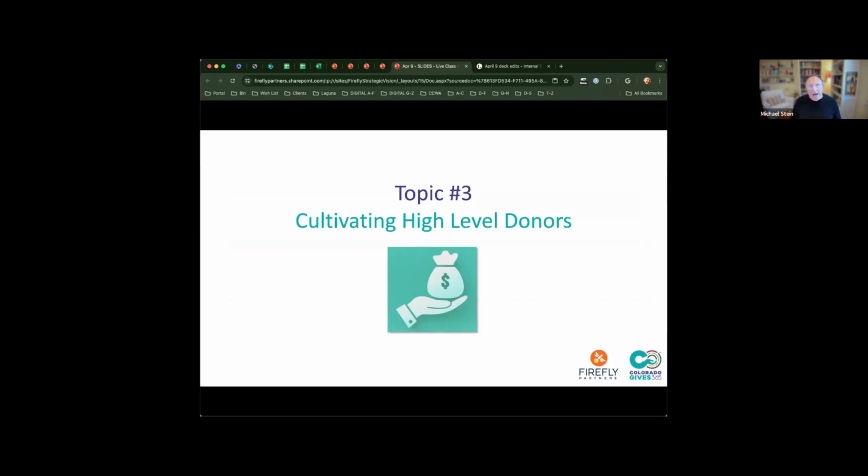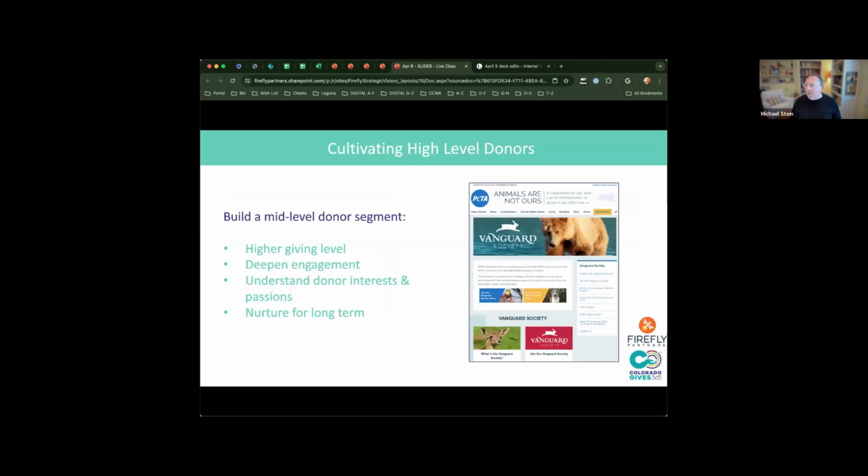I think what counts as high or higher is different for every organization, where we set the level of what we mean by higher. For some folks, a higher level donor could be $100 and up, because a lot of their donors are in the double digit level, $25, $50. For some folks, it's $500 and up, maybe $1,000.